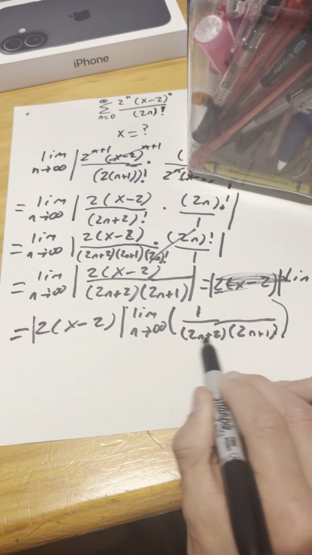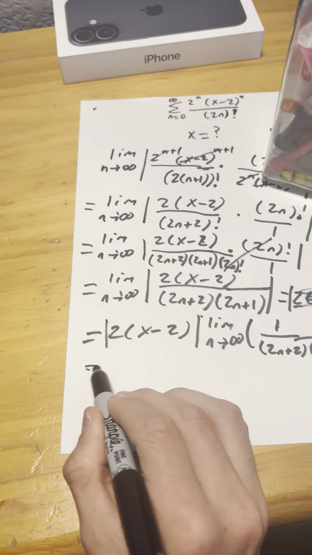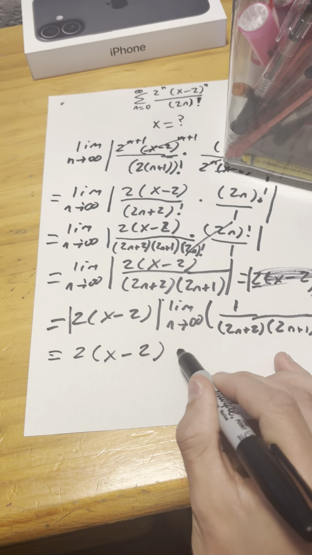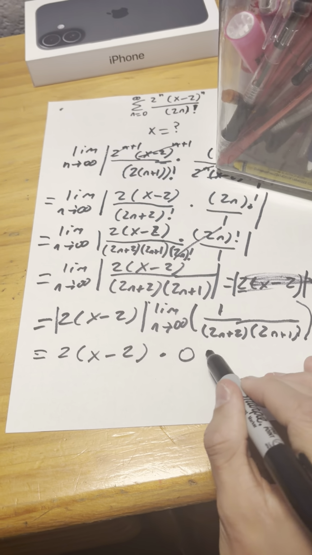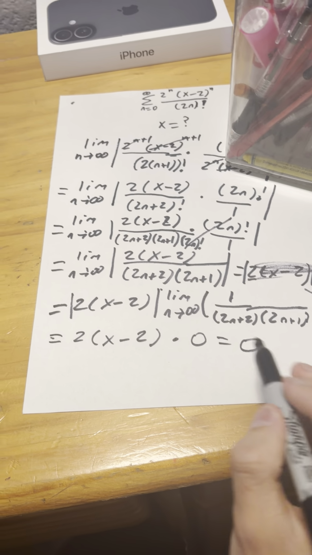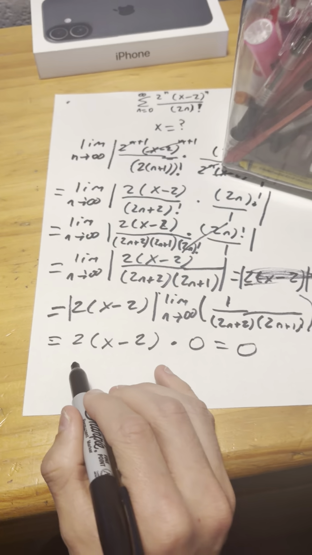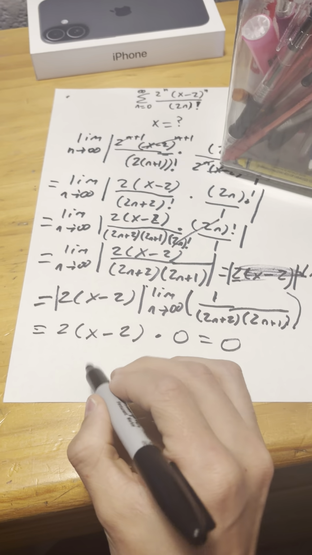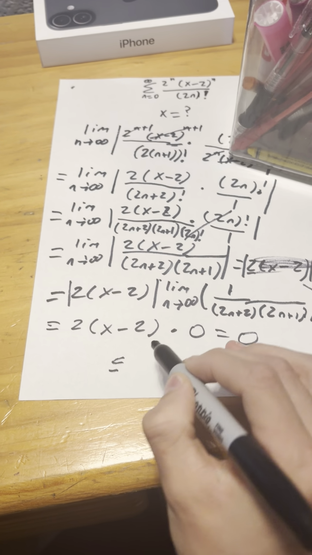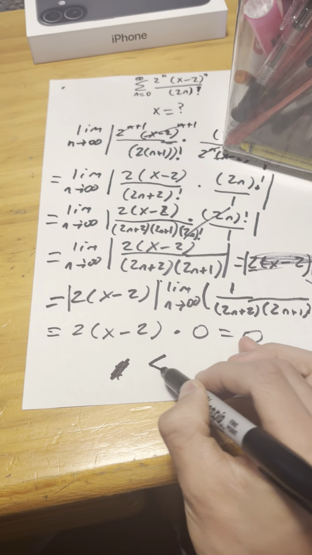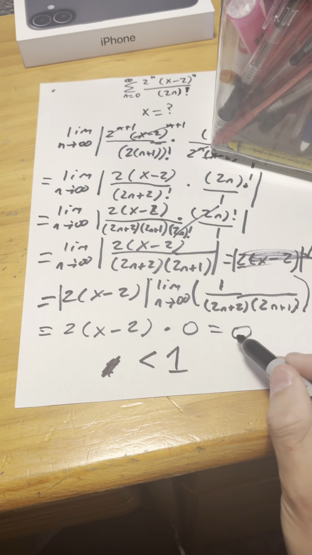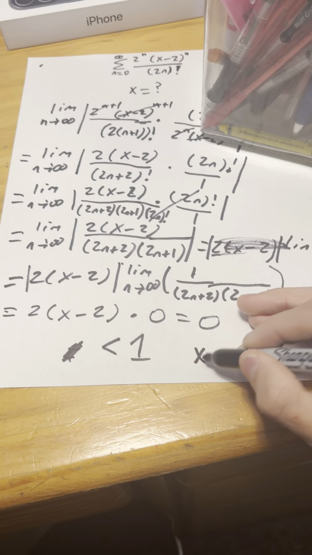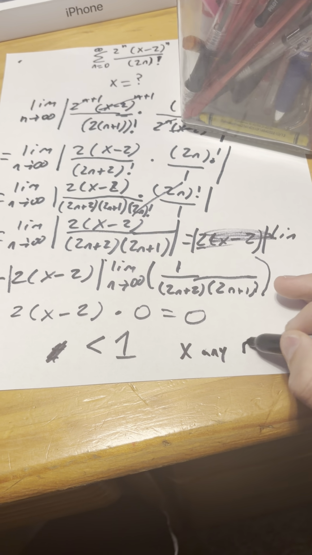All right, and the limit, we could do the limit just straight up. If you plug in infinity down here, everything's going to equal 0. So we're going to get something times 0, which equals 0. And for the ratio test to be true, if you can get down to the final result, it has to be less than, not equal to, just less than 1. And whatever x is, it's always going to equal 0. So x can be any real number.